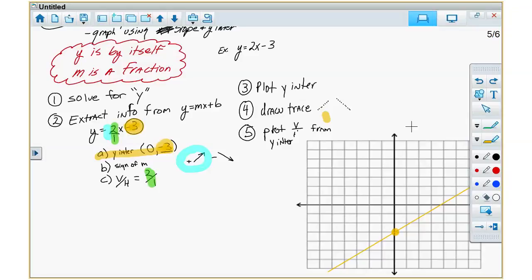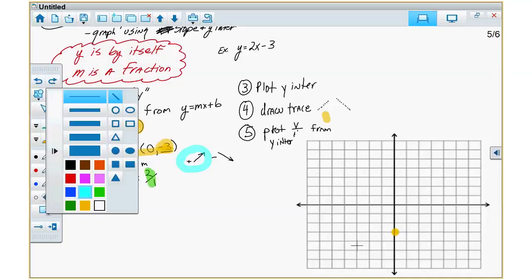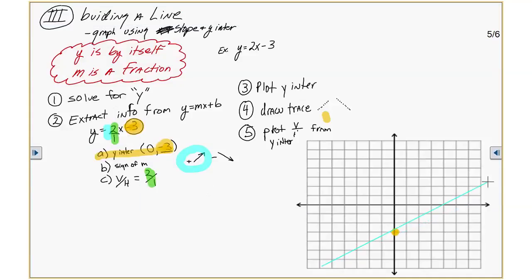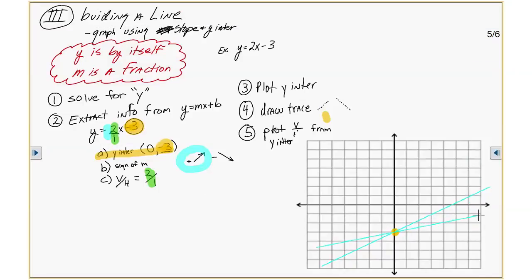Wait a minute. I used the wrong color. I need to use blue. So let me go back and change it. The things I do for y'all. You can draw it shallow. You can draw it even shallower than that if you want to. You can draw it steep. It's just all of them are going left to right, what? Up.